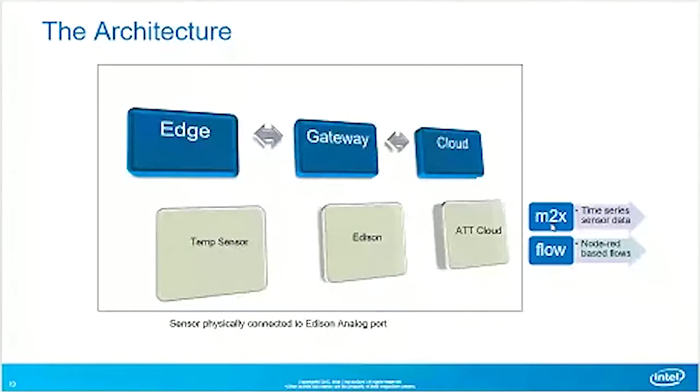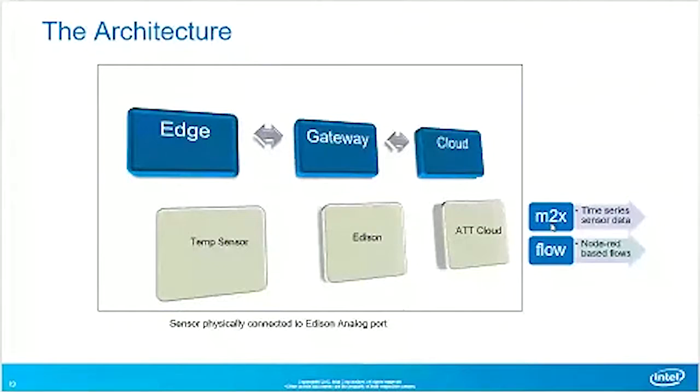There are two things in the AT&T cloud. One is called M2X, which is a time series data store. And then we are also going to use Flow, which is a Node-RED-based system, which can get the data, store it, send it off into M2X, and then do some analytics there. So that is what we're going to do.